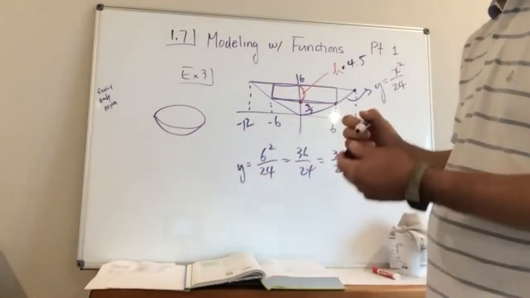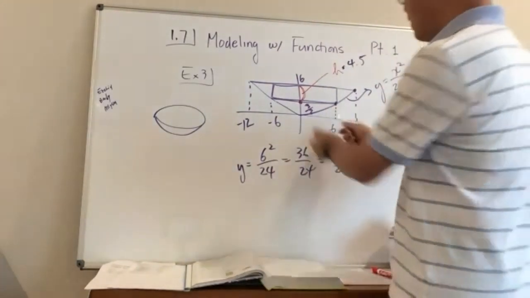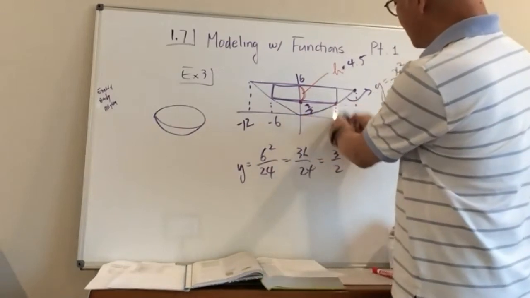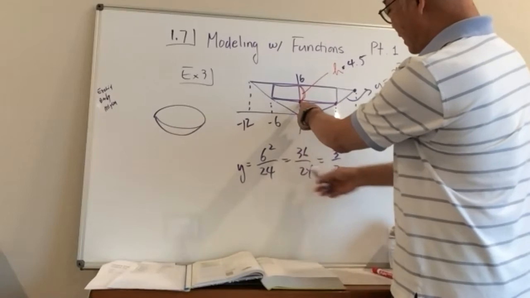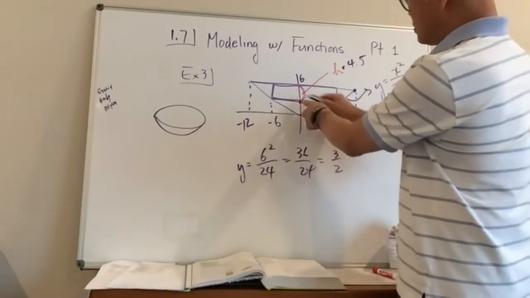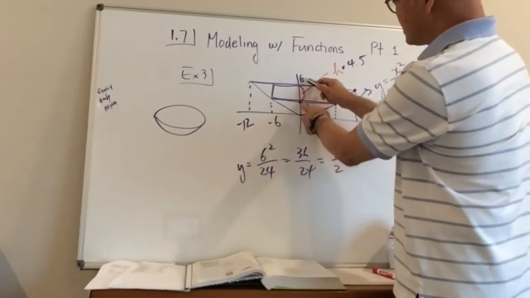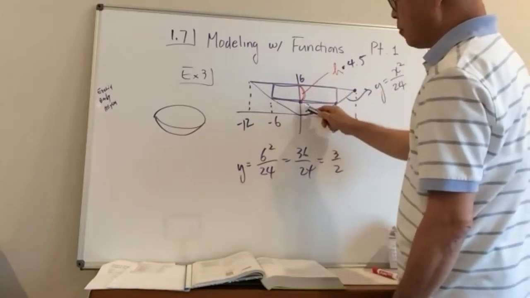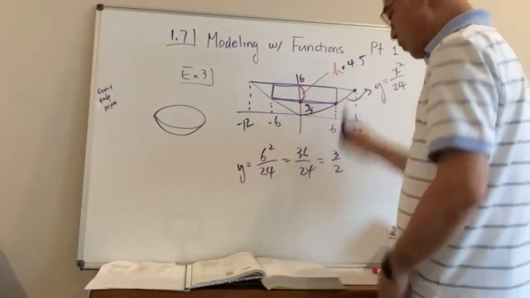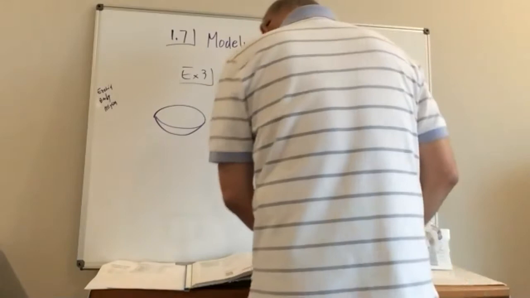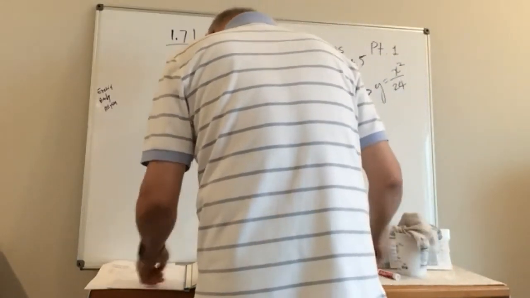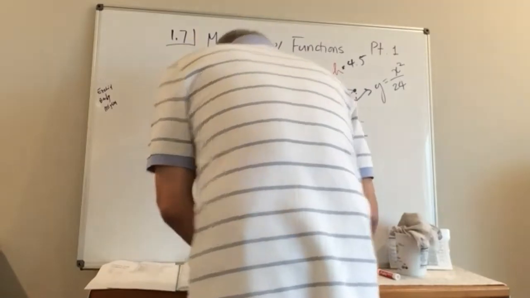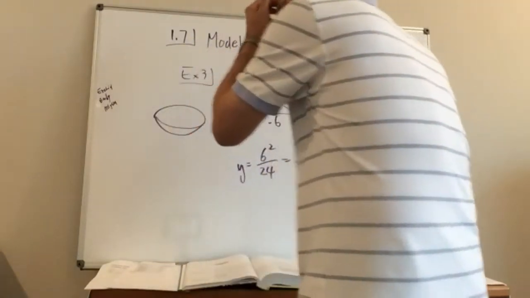Everybody follow that? So I found out what the y value was when x equals 6. And that gives me this guy here. When I do that, I get 3 over 2. So this guy here is going to be 6 minus 1.5. So it's going to be 4.5. And okay, that's good, that's good.